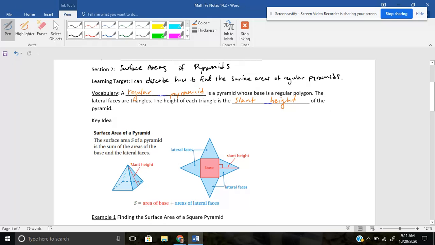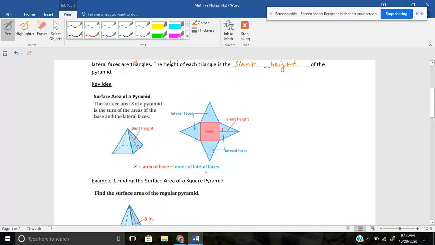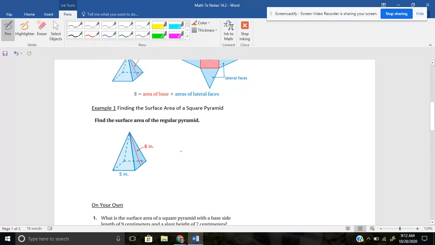Okay? So again, the surface area, we're trying to find how much area is on the surface of these shapes, is the area of the base. So in this case, our base is a square, plus the areas of each one of these lateral faces, and they are triangles. So let's see what an example looks like.